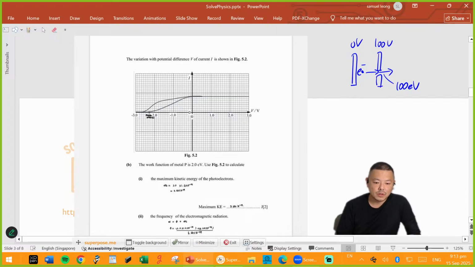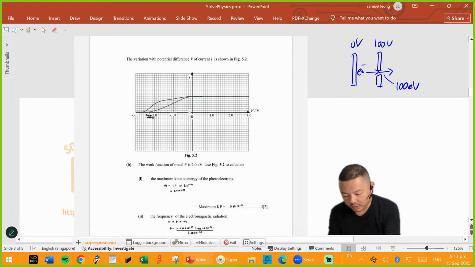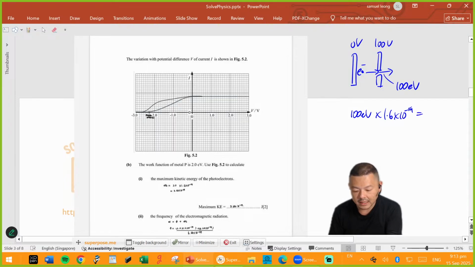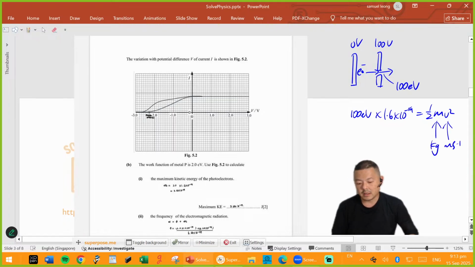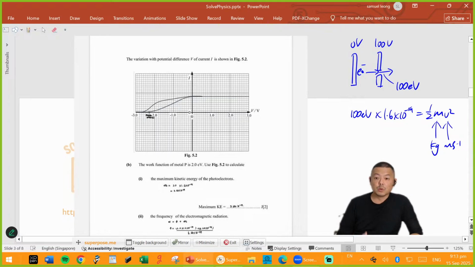So let's say I ask you, what's the speed of this electron? If you want to find the speed, you need 100 eV times 1.6 times 10 to the power minus 19 to convert it to joules, and this equals half mv squared, where m must be in kg and v will be in meters per second, right? Any physics equations that you use will always use SI units, so do the conversion.